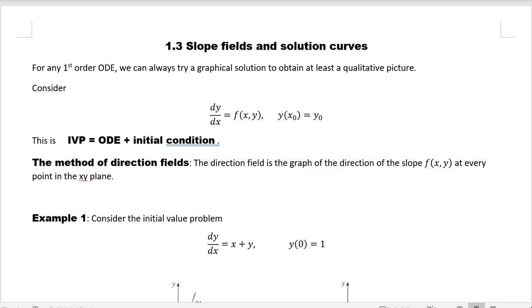Hi everyone! Today let's talk about session 1.3, slope field and solution curves. Chapter 1 is about solving differential equations, and actually we're going to focus on solving the first order differential equations, right?